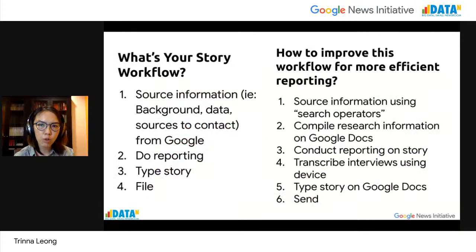We'll start off by going through the basics of what we usually do as reporters or journalists. We usually source information from Google. We type in what we want to look for by keywords, either background for the story we're working on, data, statistics, or sources we want to contact. So we Google them up, then we do our reporting, type the story up, and file. Now, how do we make this workflow more efficient?